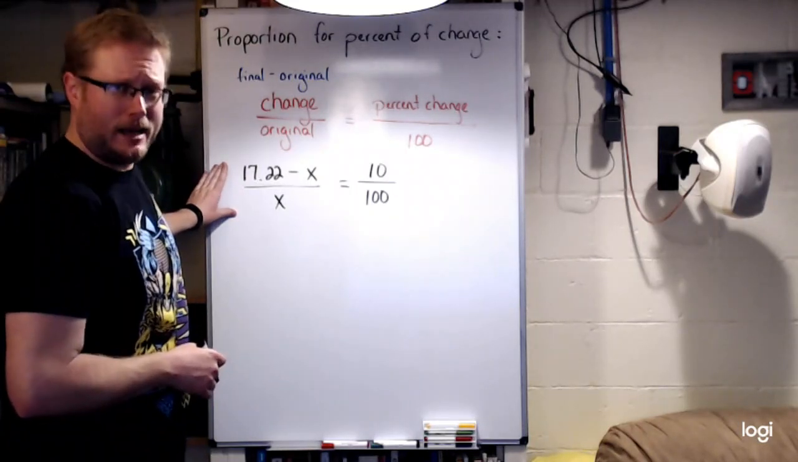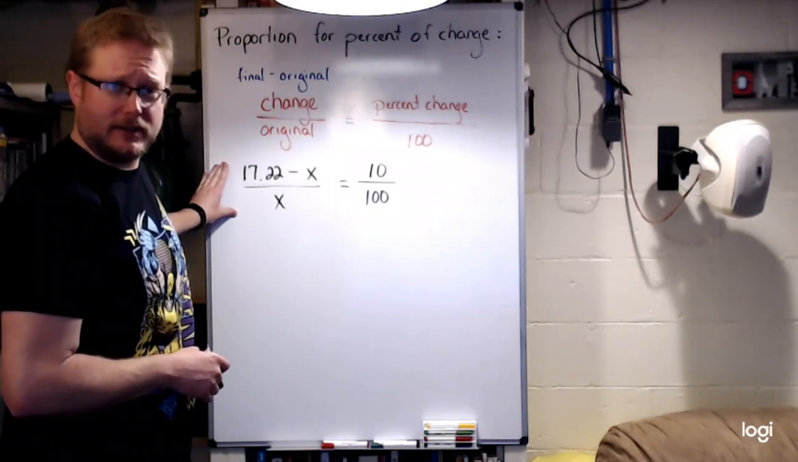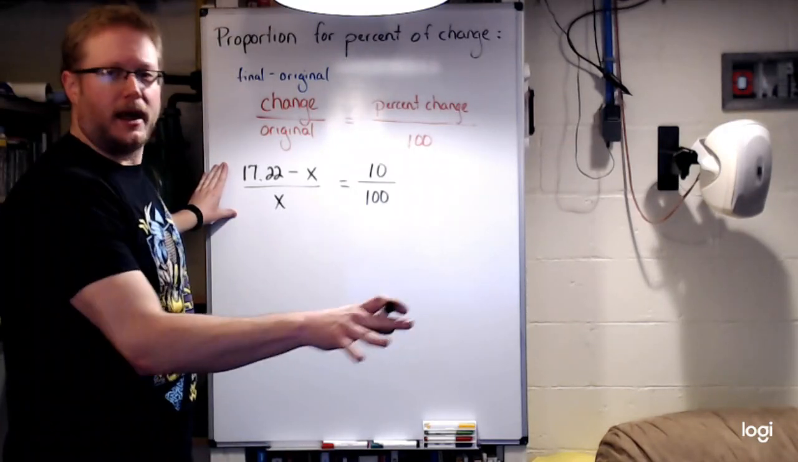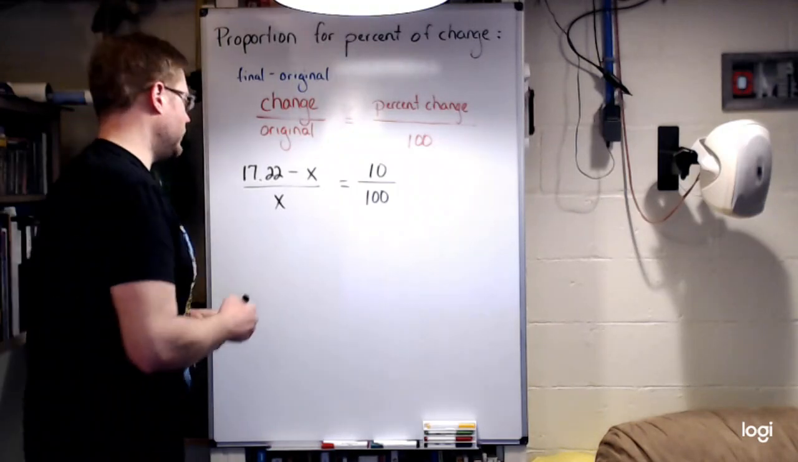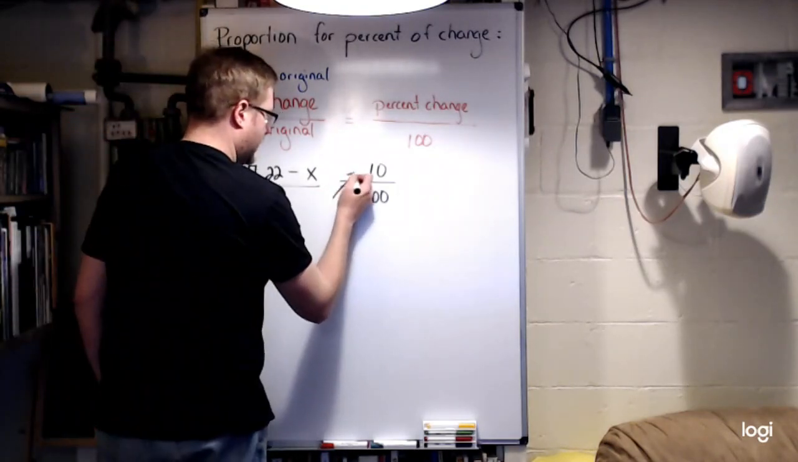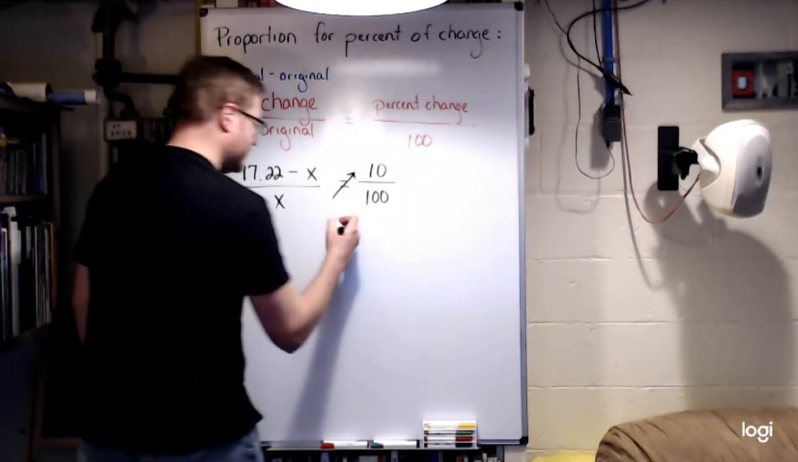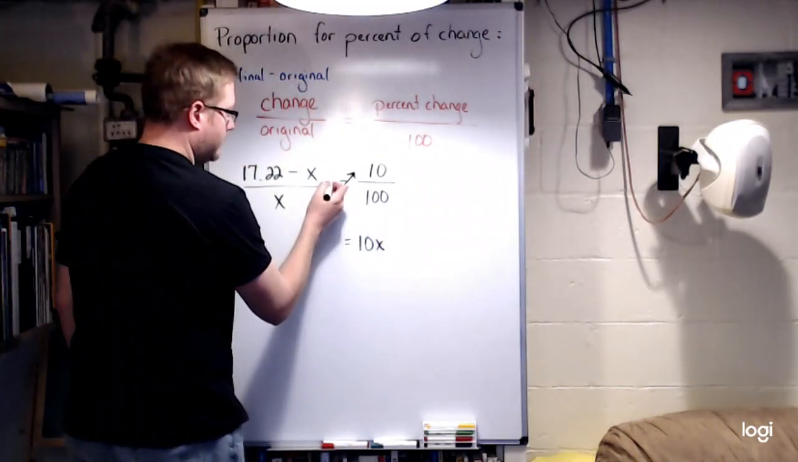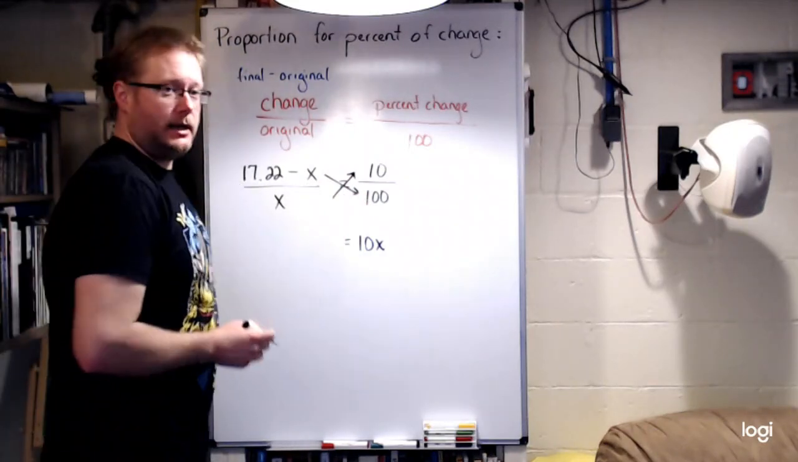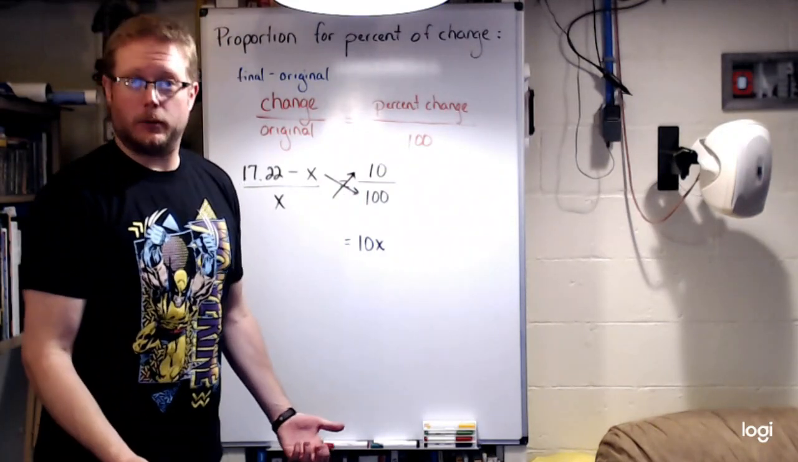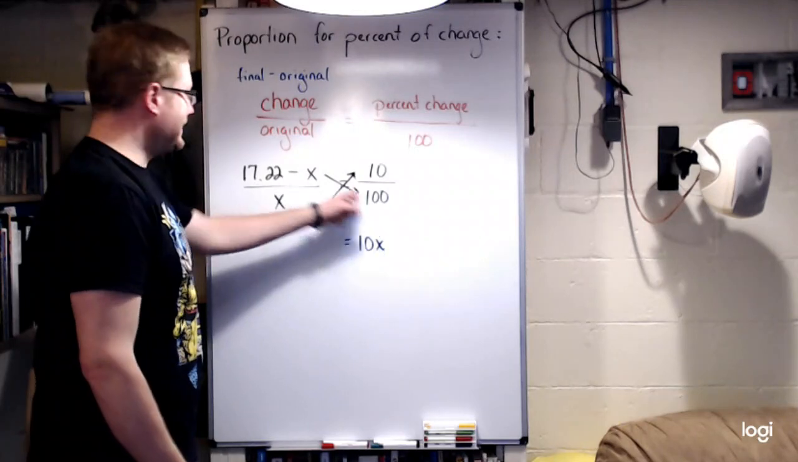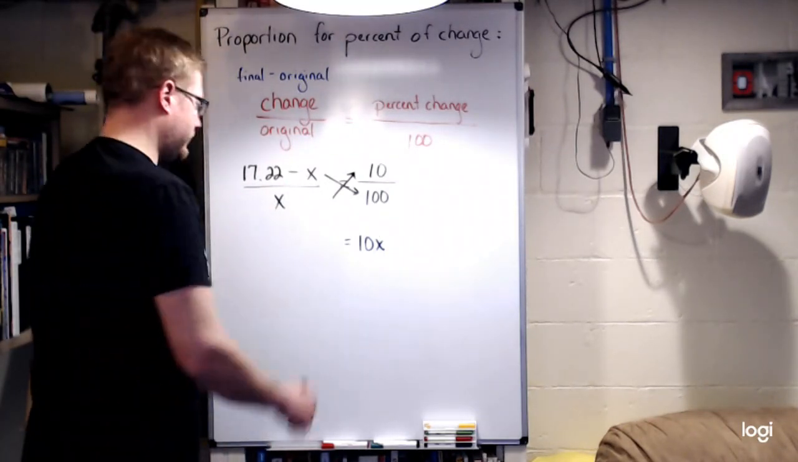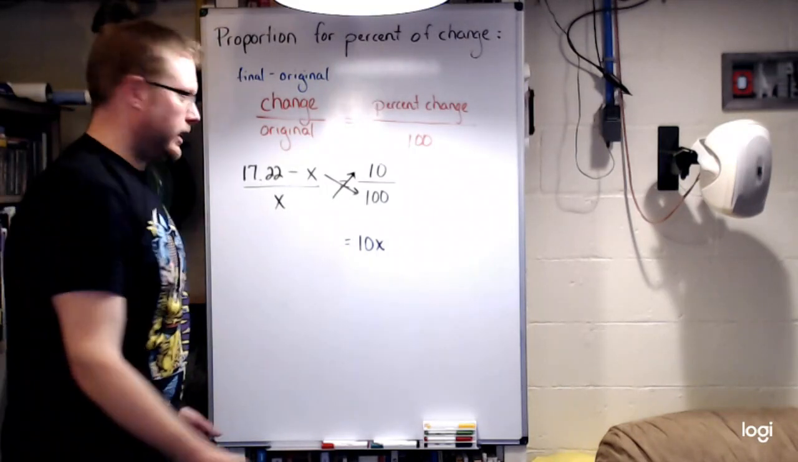This looks like a hot mess, but it's really not as bad as you think. And we actually had problems like this in the previous lesson. We're still going to cross multiply, but you're not going to cross multiply and divide right away. Watch what I'm going to do here. So I'm going to cross multiply. 10 times x is 10x. And then I'm going to cross multiply here. Now, it's really kind of distribution that we're going to be doing. 100 times the entire quantity, 17.22 minus x.